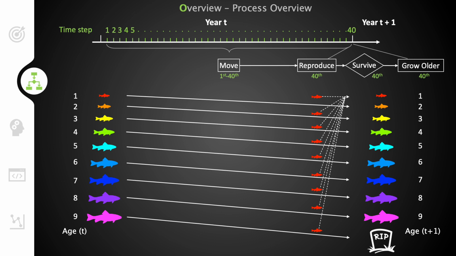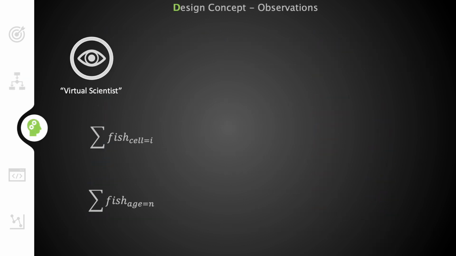Every time step, the fishes are moving, and at the end of the year, on the 40th time step, the individuals reproduce. They test their survival, and if they survive, they grow older. The individuals in the oldest age class die at the end of the year. At every 39th time step, we recorded the total number of animals in each cell and in each age class over the entire landscape.